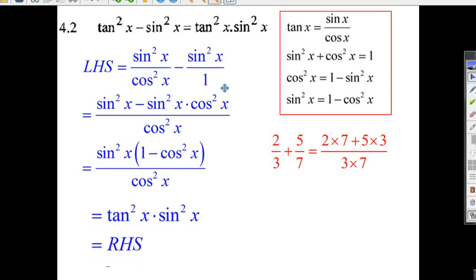The left-hand side now looks exactly like the right-hand side. And that's how you do it. There you go.